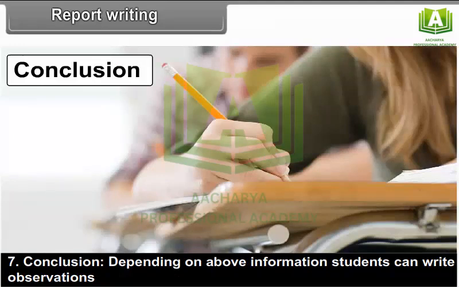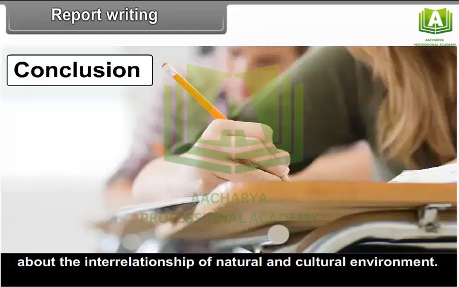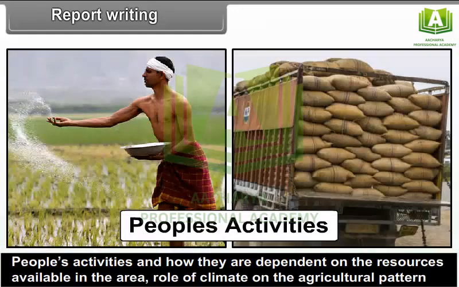7. Conclusion. Depending on the above information, students can write observations about the interrelationship of natural and cultural environment, people's activities, and how they are dependent on the resources available.